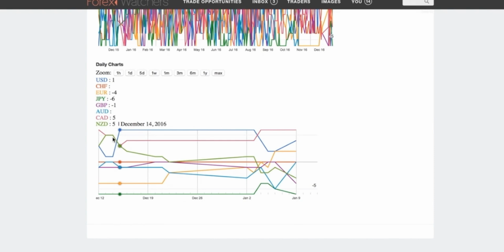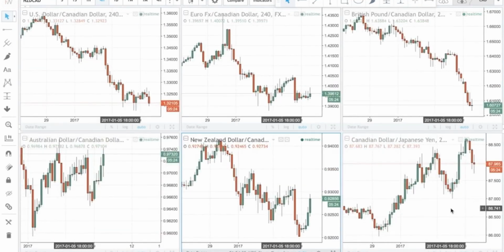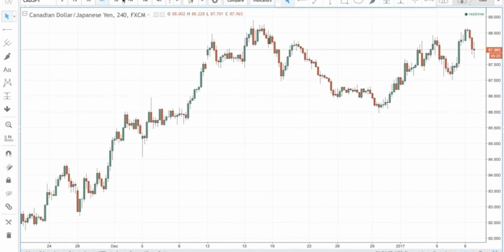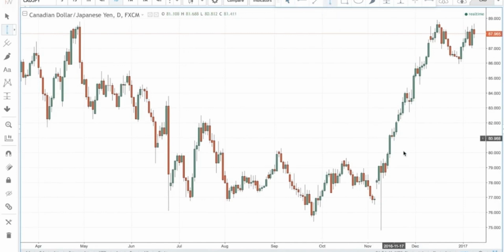Okay, so strong versus weak. For example, in this case, it's going to be CAD and yen. CAD is extremely strong at +5 out of 6, and yen is -6 out of 6, extremely weak. So let's pair those two together, CAD yen, and take a look at that example. Here we go. Daily charts. Let's put up the line at the 14th of December. Boom, right there.